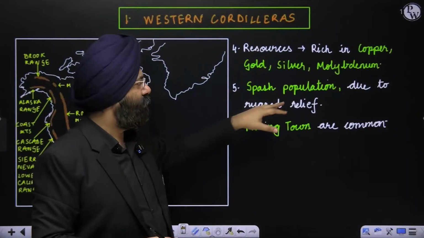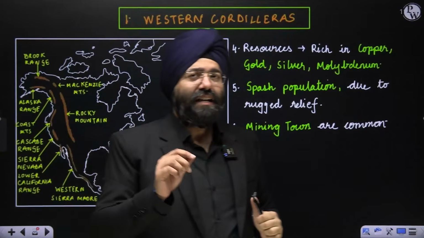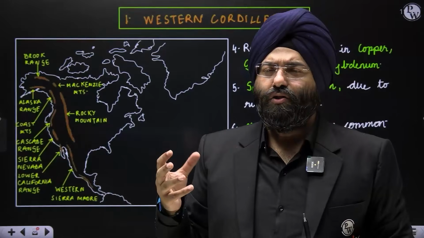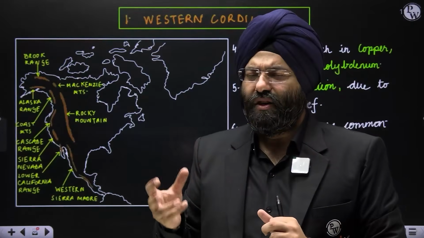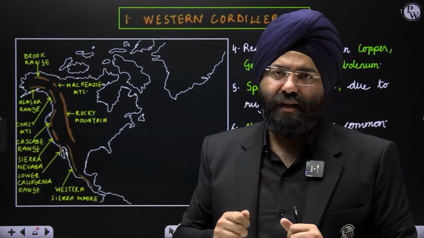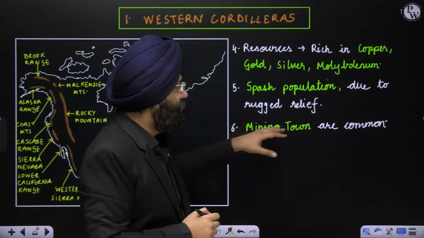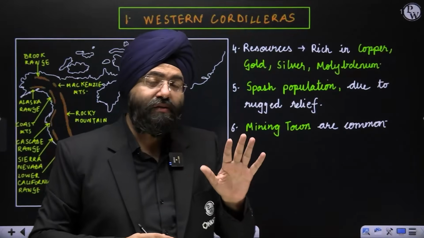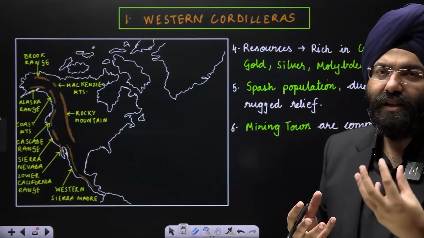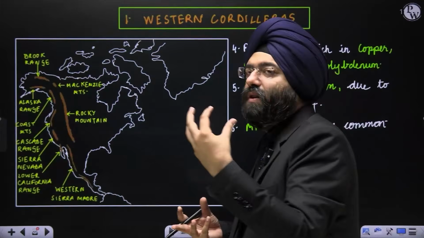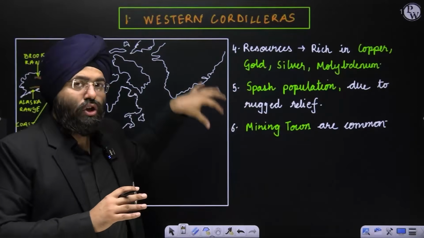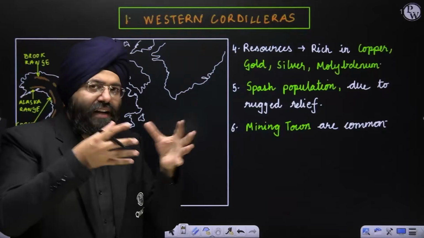Now, sparse population due to rugged relief. These are the regions where you have the Rocky Mountains, you have plateaus and all. So you will not see very dense population except for certain regions. The population is not very dense because of the topography. Along with it, mining towns are common. Understand, these mining towns have been common for hundreds of years, because these towns were established because people were involved in mining activities. Clear? So we have covered the physical as well as the human angle over here so that you are able to correlate them, right?